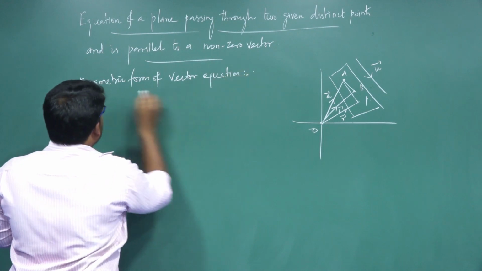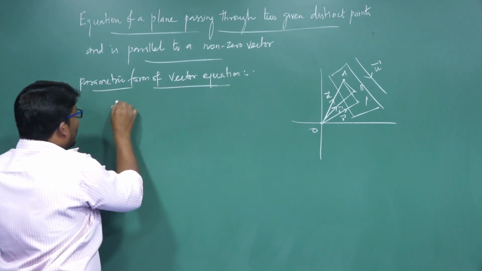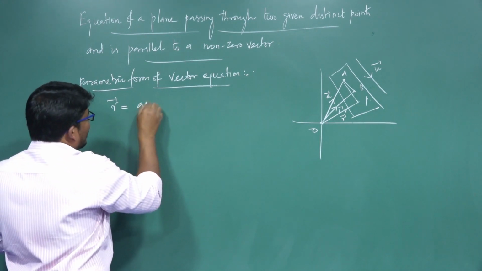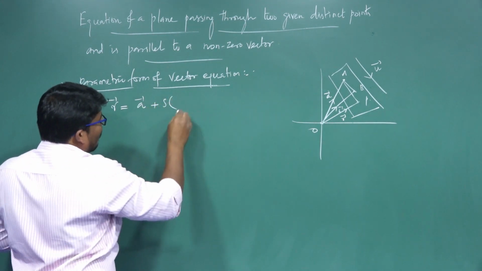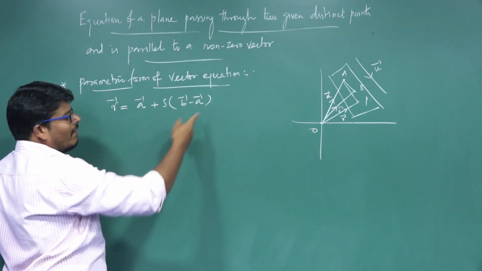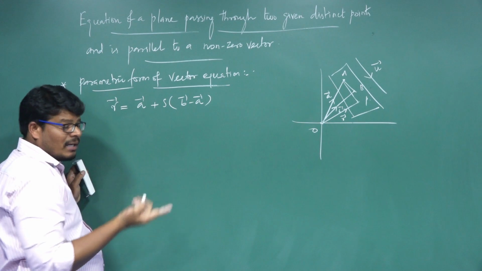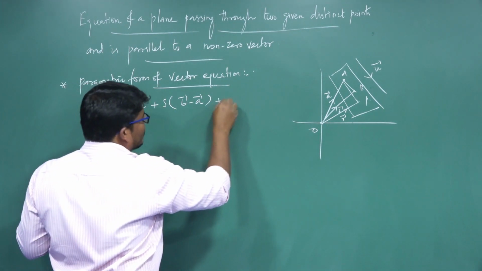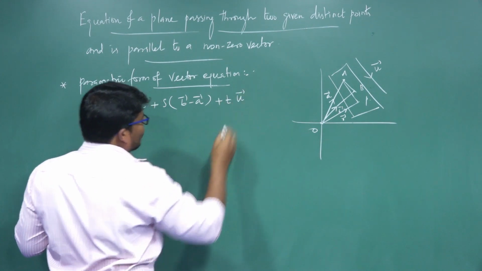Parametric form of vector equation: given 2 points, let A be one of the points. r vector equals A vector plus s of (B vector minus A vector), where B vector is the second point. r vector equals A vector plus s of (B minus A) plus t of U vector, where U is the parallel vector.